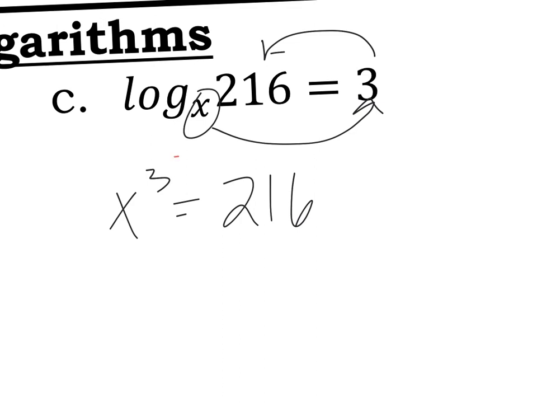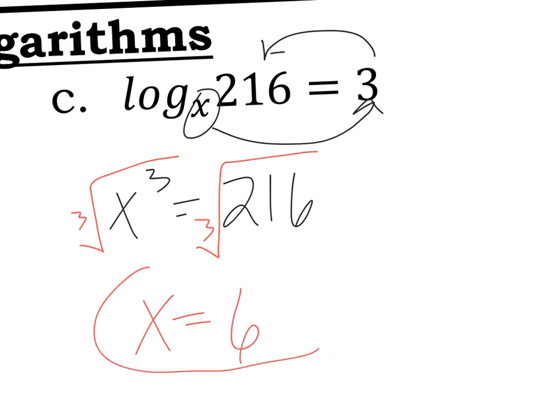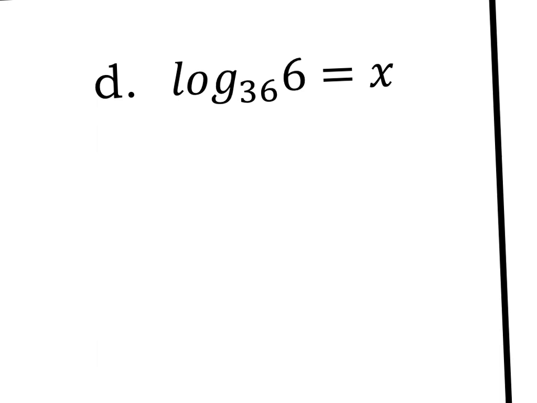Or you can solve it by what's the opposite of the third power, the third root. So what's the third root of 216? That's actually going to be 6. And it's not a plus or minus. You only put plus or minus for even roots. 3 is an odd root. So I just write x equals 6. And that's the answer.